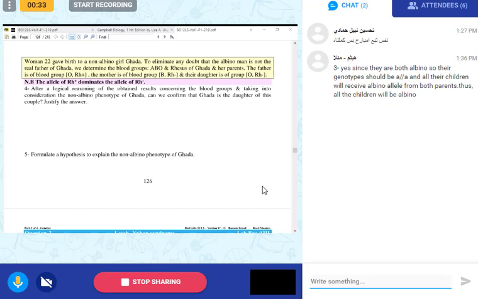We determine the blood group. We look at the blood group ABO and rhesus of Ghada and her parents. The father is O positive, the mother B negative, Ghada is O negative. After a logical reasoning of the obtained result concerning the blood group and taking into consideration the non-albino phenotype, can we confirm that Ghada is the daughter of this couple?